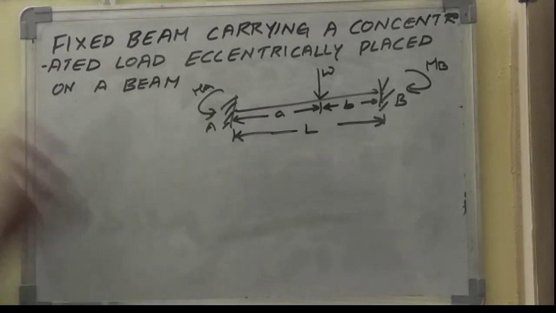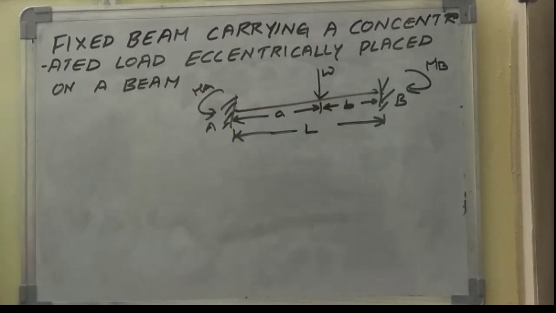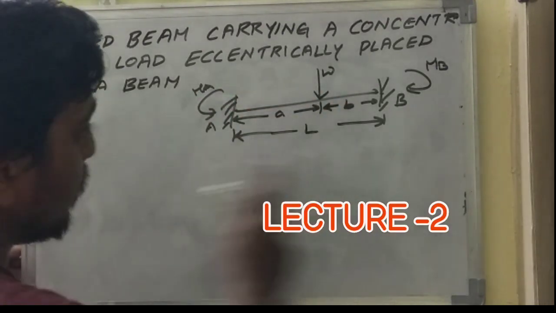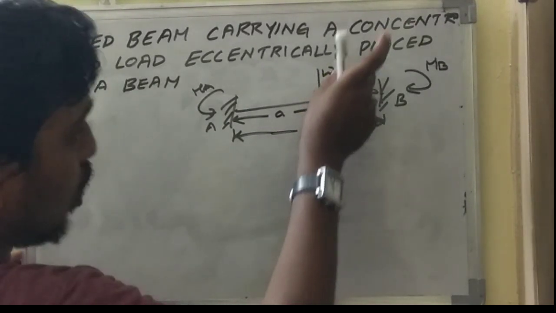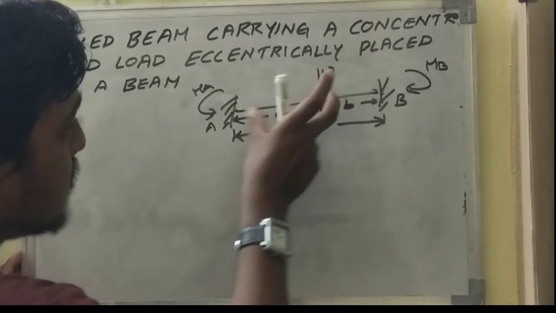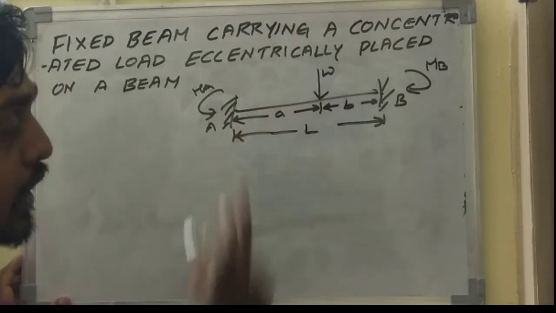Here we are going to discuss a topic: fixed beam carrying a concentrated load eccentrically placed on a beam. See here in the figure, a fixed beam AB of span L and a concentrated load W is placed eccentrically at a distance A from end A and B from end B.